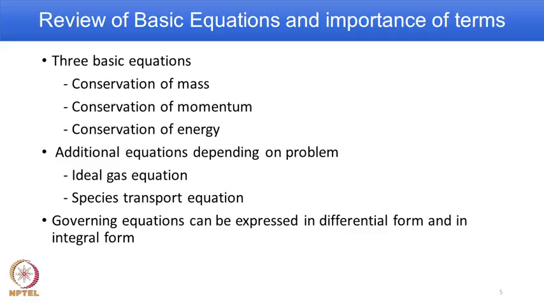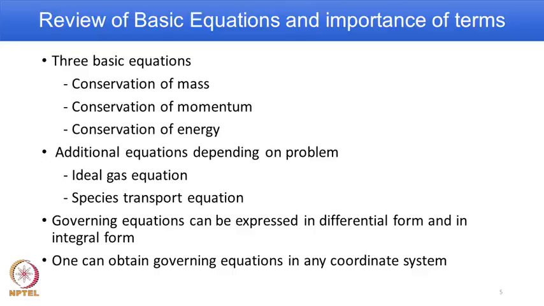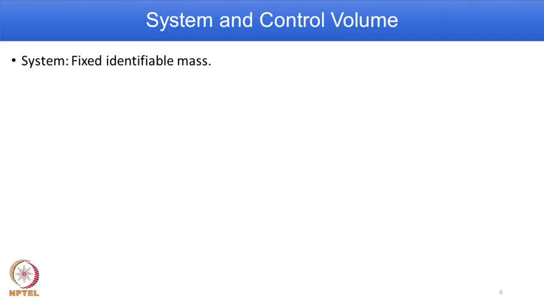Governing equations can be expressed in two different forms: a differential form and an integral form. Similarly, we already saw last class different coordinate systems: Cartesian, cylindrical and spherical. So one is able to derive governing equations in any coordinate system and convert from one coordinate system to another. Before going to the derivation, one important concept that we have to learn in fluid mechanics is what is known as a system and control volume.